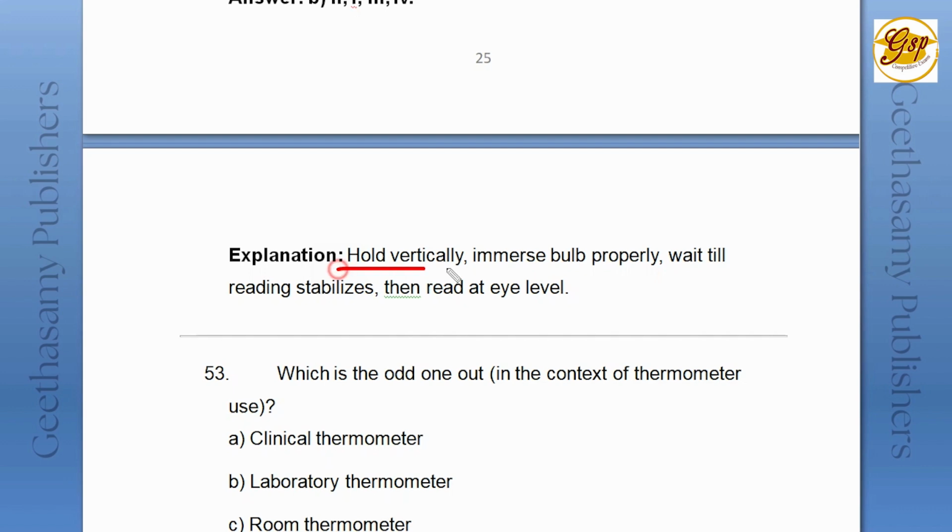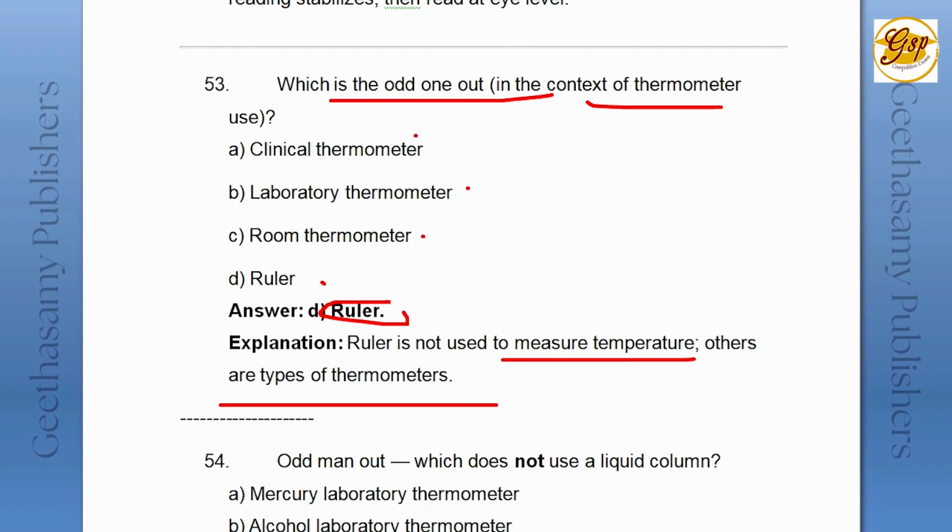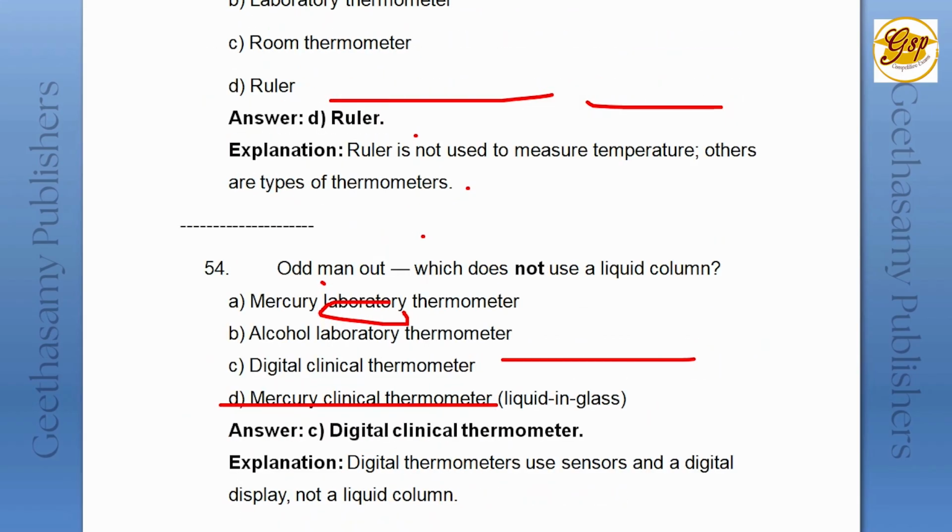So hold vertically, then immerse the bulb properly, and wait till the reading stabilizes, then read at eye level. Fine. Then 53rd question, which one is the odd man out here? Clinical thermometer, laboratory thermometer, room thermometer, ruler. So the ruler is totally different. It measures length, not used for temperature. All others are used for measuring temperature.